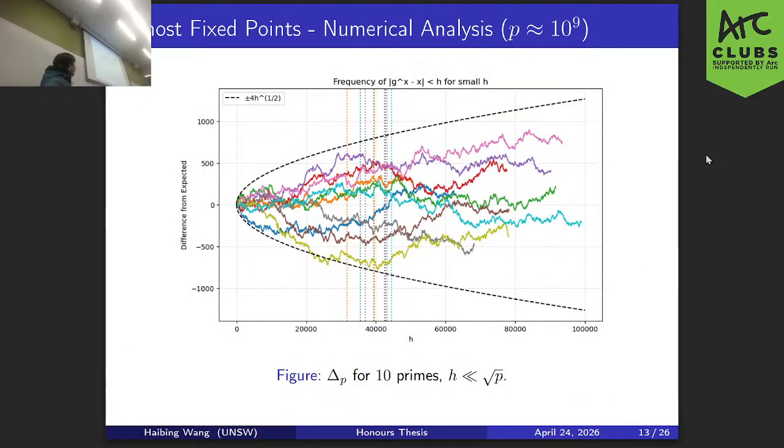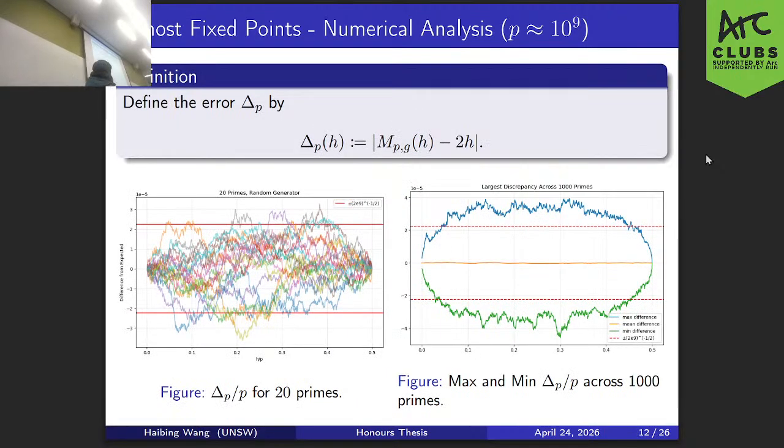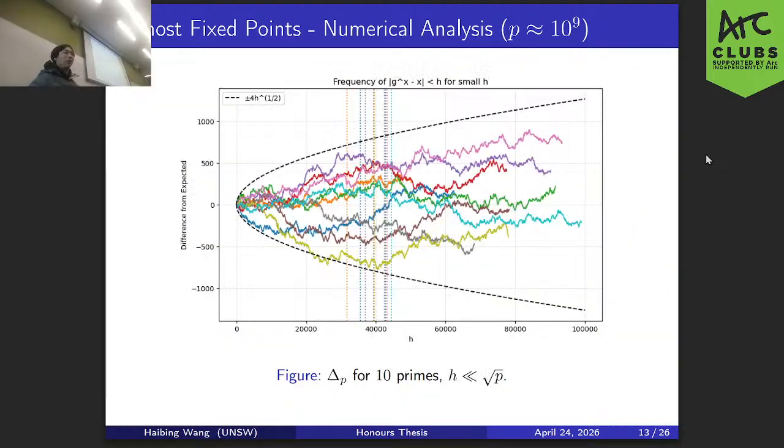One thing I said earlier was that our bound was weak when h is smaller than root p. The primes I picked were approximately 10 to the 9, so where is root p? It's this tiny line over here, so we can't see how it behaves in this small area. If I shrink it down to what's happening between 0 and root p, for the same difference between this and the expected, the two lines here are 4 times root h.